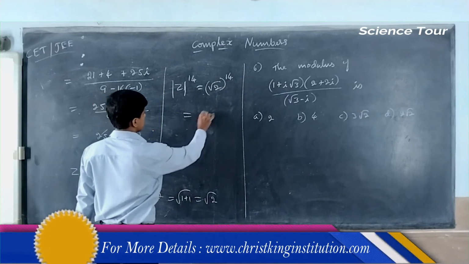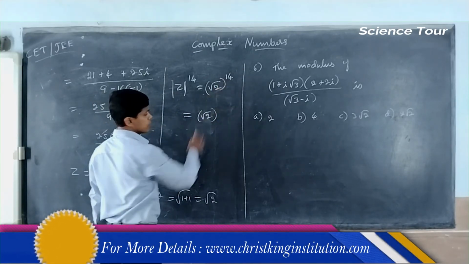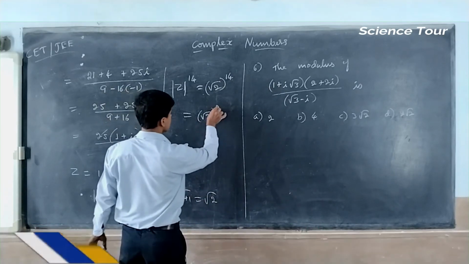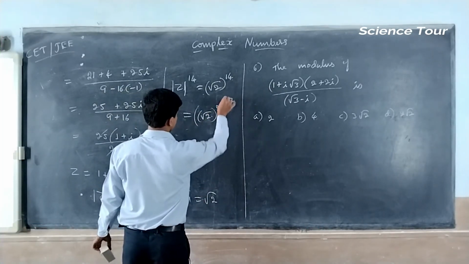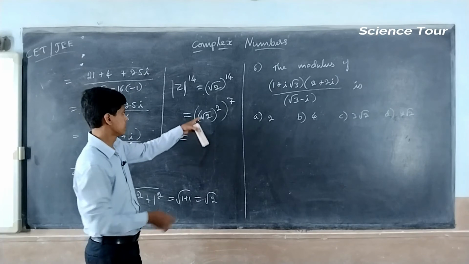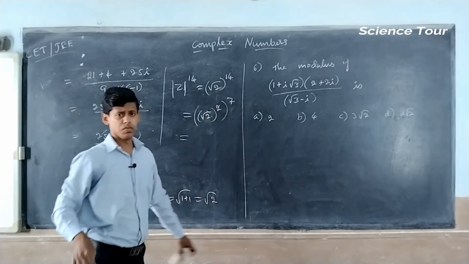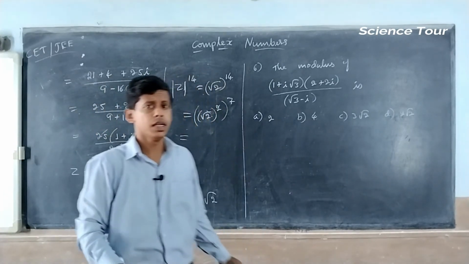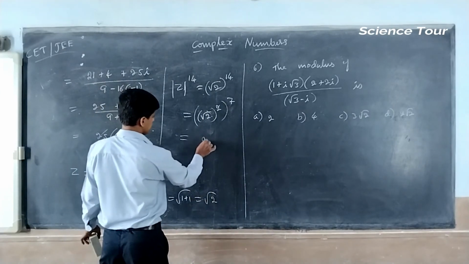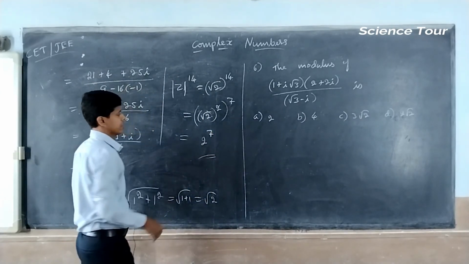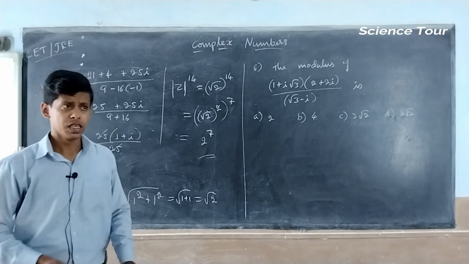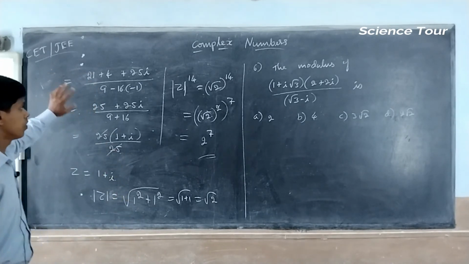Now you can write root 2, this 14 you can split. You can write 2 into 7. Correct? So now what is it? You can cancel square root and square, which leaves 2 raised to 7. So option A is the right choice for the 5th question.